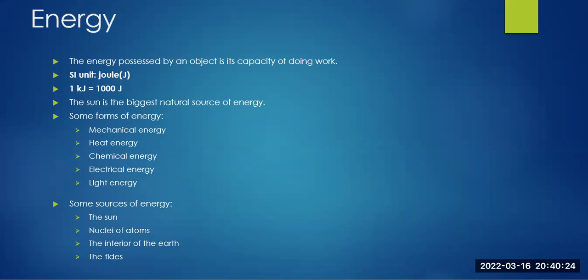The sun is the biggest natural source of energy. Here we discuss some forms of energy, and those forms are mechanical energy, heat energy, chemical energy, electrical energy, and light energy. Whereas some sources of energy are the sun, nuclei of atoms, interior of the earth, and the tides.